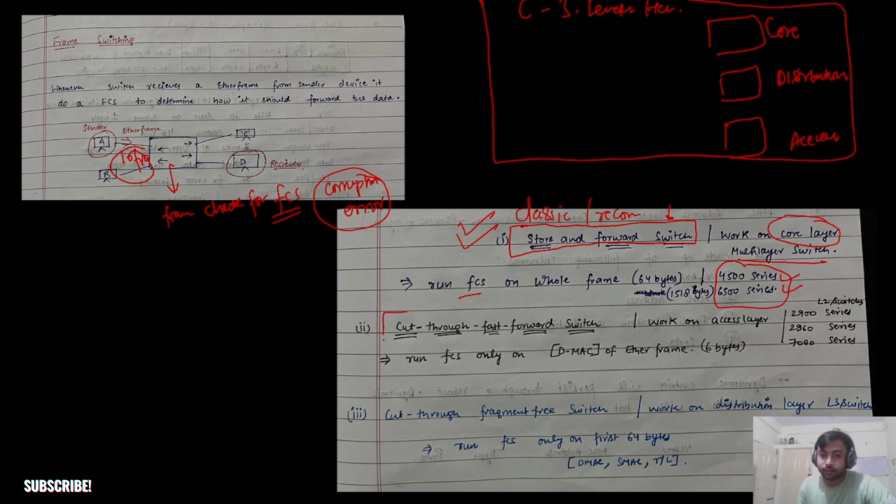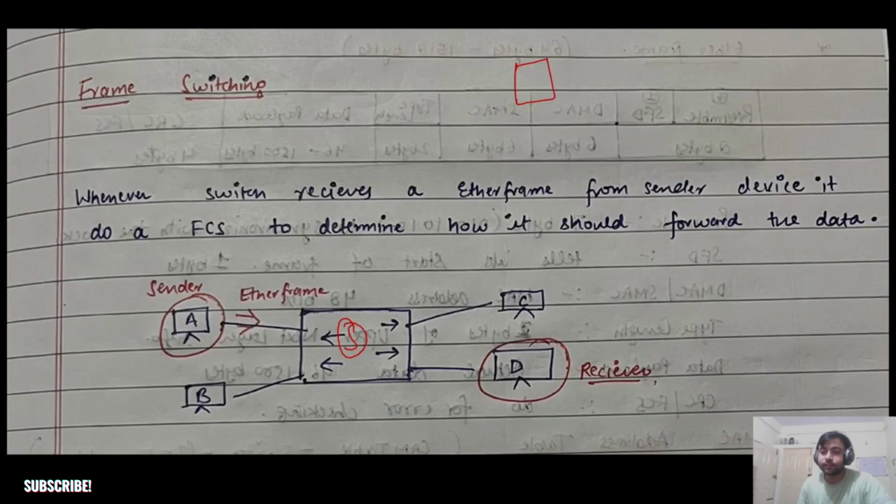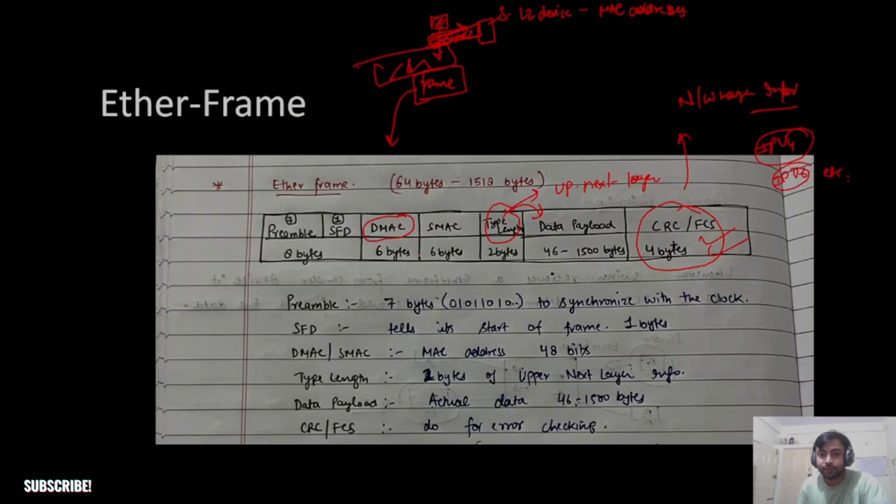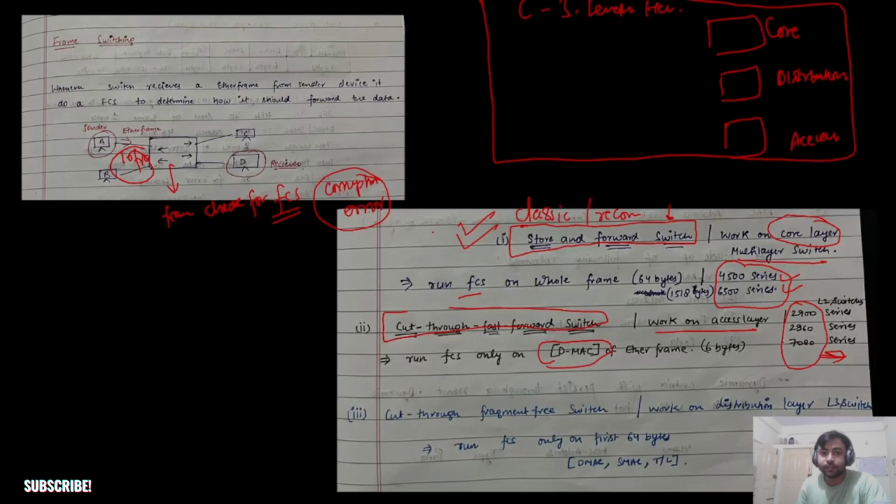If the switch is a cut-through fast forward switch, it works on the access layer. It's a basic switch, which is an L2 switch, and it runs the frame check sequence only on the destination MAC address. As we saw earlier, in the frame we have the destination MAC address. On this it does a frame check sequence and then forwards the traffic. So if it finds in the frame that the destination MAC address is D, it directly forwards the frame to D, if the MAC address of D is in the switch table.